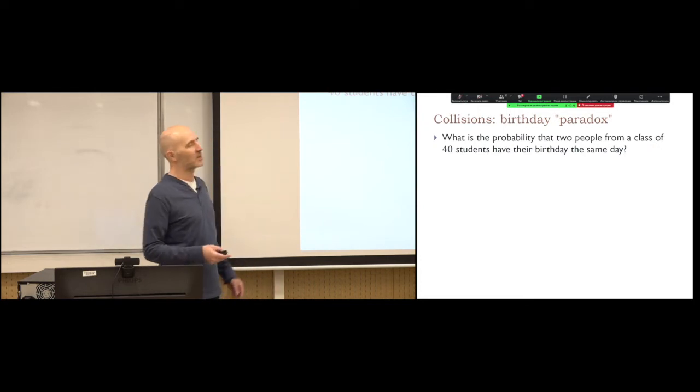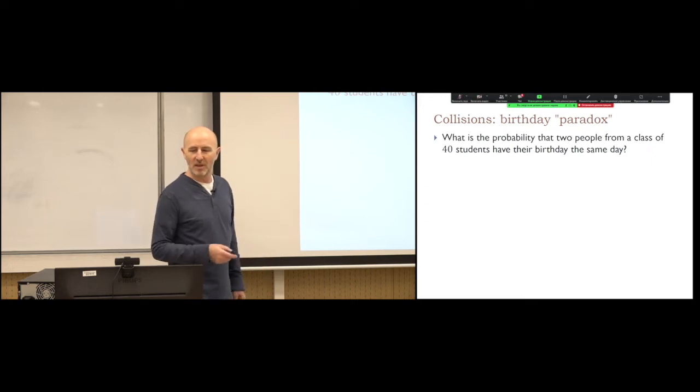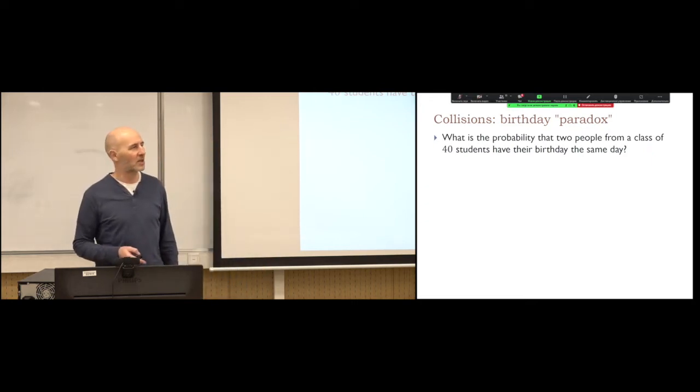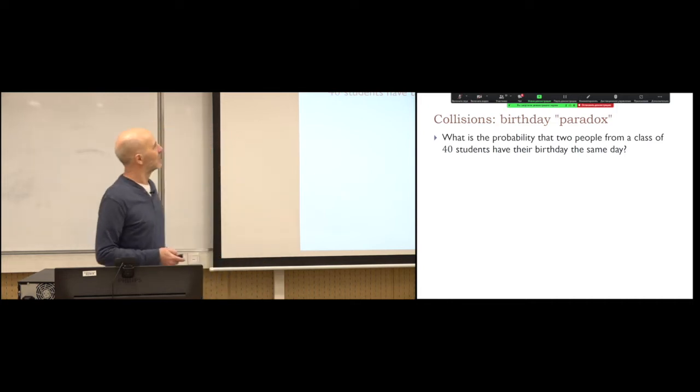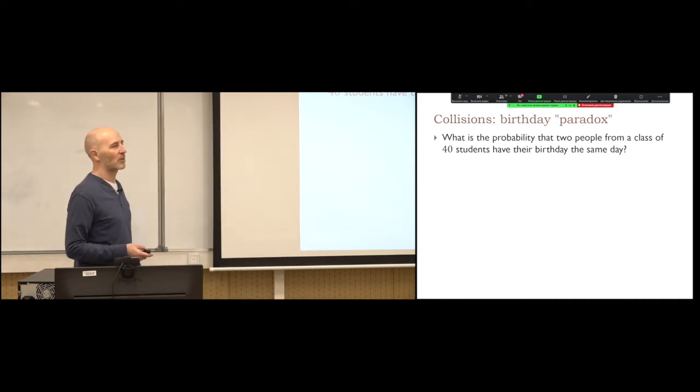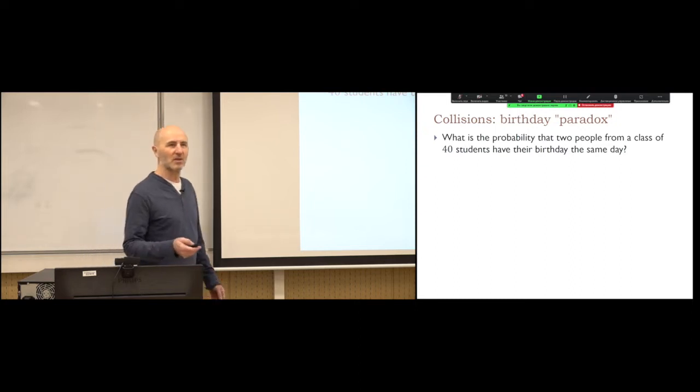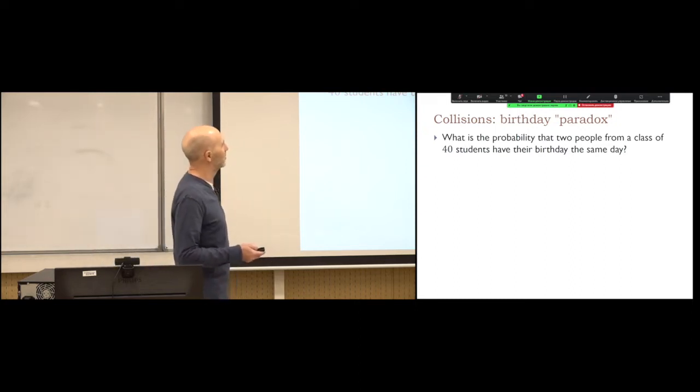So it's a kind of hashing, right? We hash people to their birthdays. There are 365 possible birthdays, right? And what is the probability of a collision? So I think you know this paradox, so-called.